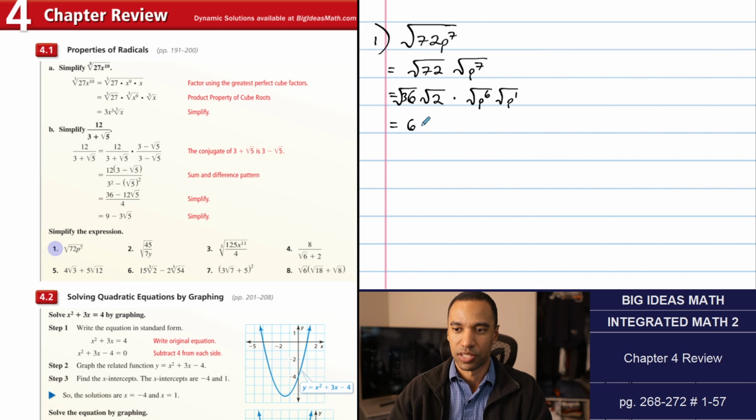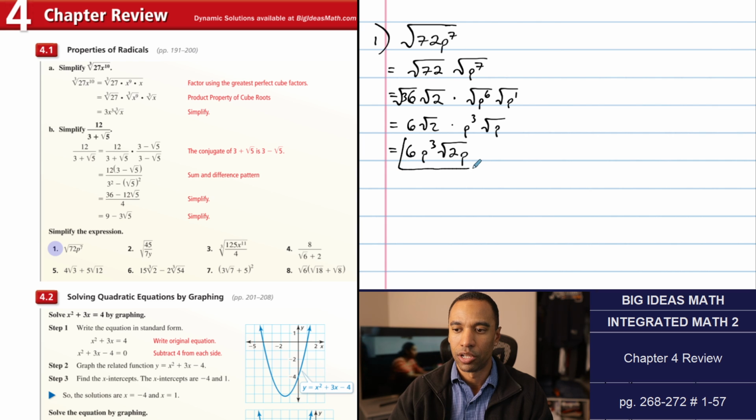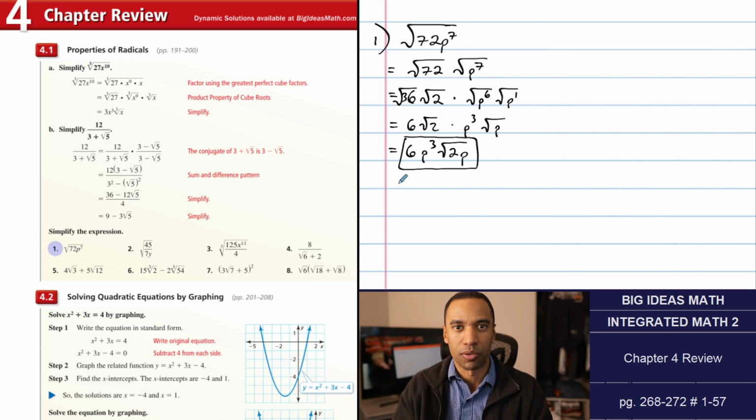And then square root of 36, like I said, is 6. And then square root of p to the 6th is p cubed. You divide the 6 by 2, and then you have the square root of p here. 6 times p cubed goes out in front, 6p cubed, and root 2p you place all in one single radical. That's the final result of number 1.